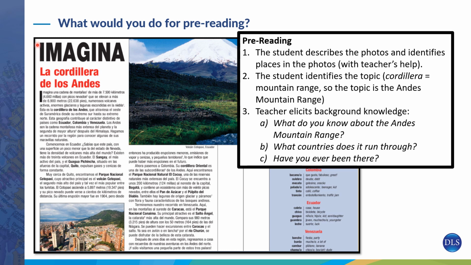The student could identify the topic, probably through the title, and then based on the topic, the teacher can then elicit background knowledge. So the topic is obviously the Cordillera of the Andes, so the Andes mountain range. And the student could just talk about what they know about the Andes, maybe identify which countries it runs through, and maybe talk about if they or a friend have ever been there. And then that would be a great pre-reading activity for this text.